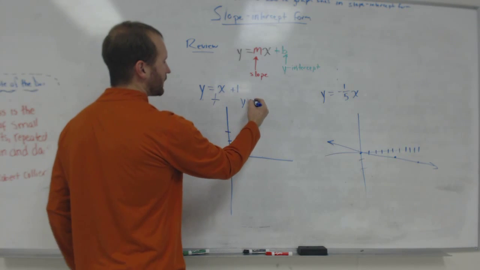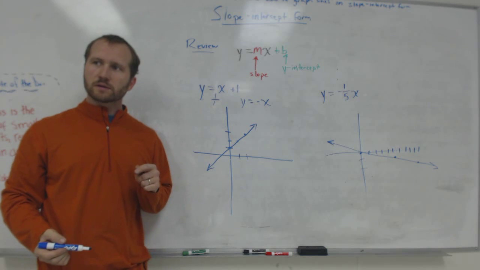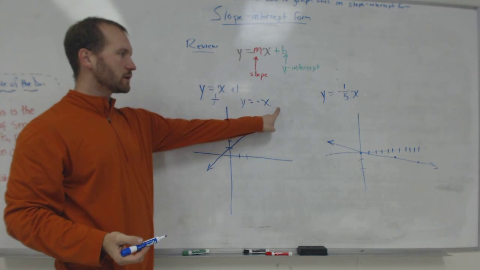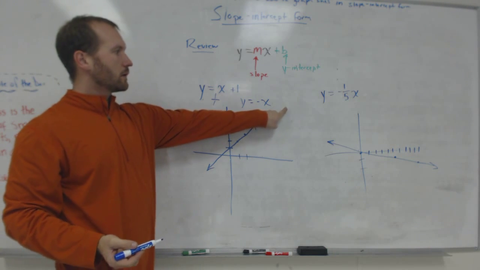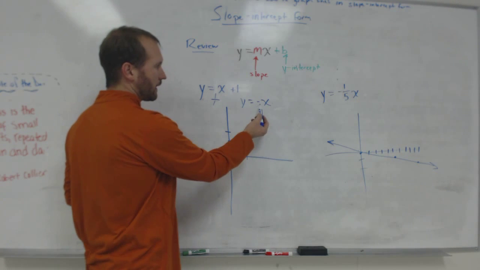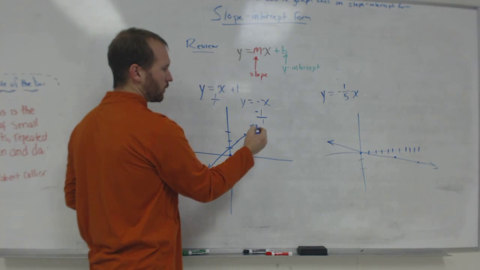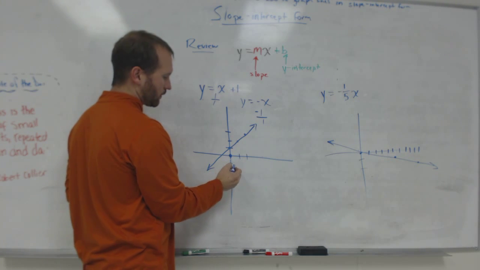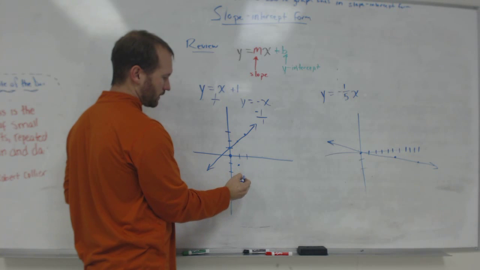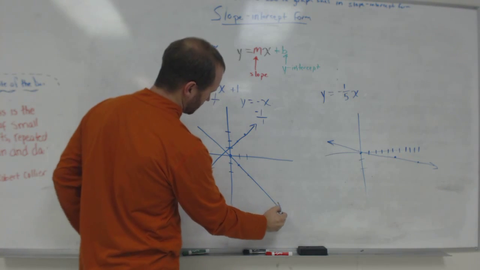What if it was y equals negative x? Y equals negative x. Where's our intercept? It'd be plus 0. So our intercept is at 0, 0. And then our slope is negative 1 over 1. So I go down 1 over 1. Over 1. Down 1 over 1. And I end up with this line going down.